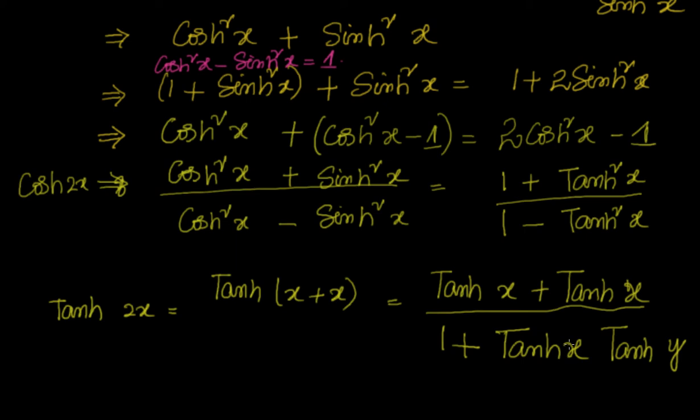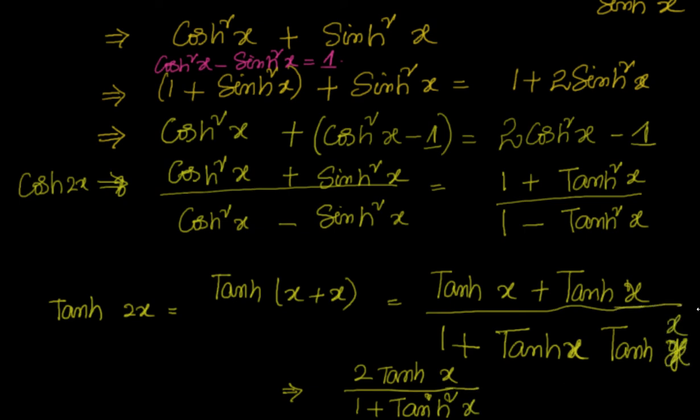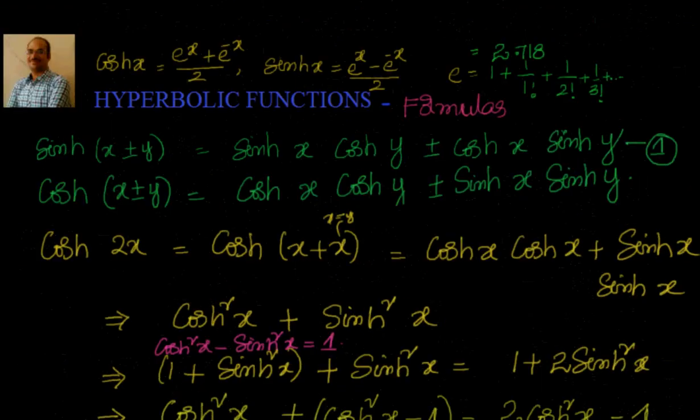Always there should be a gap. If I'm not doing it, please apologize me. I'll try to get used to that, but you don't make that same mistake. You have to have space between h and x or y. So this becomes 2 tanh x by 1 plus tanh²x, because y is nothing but equal to x here. So in this way you can derive any formulas.